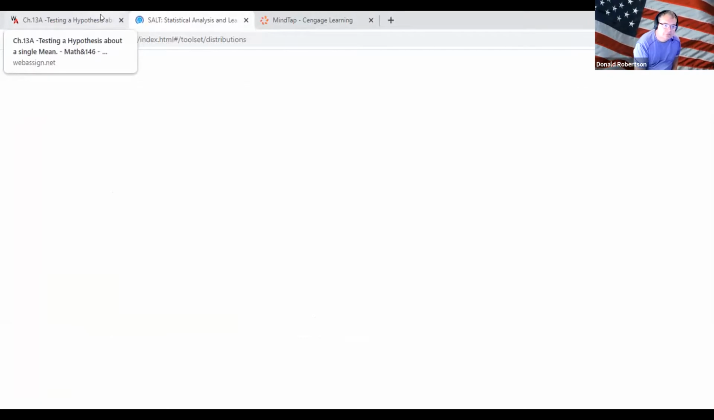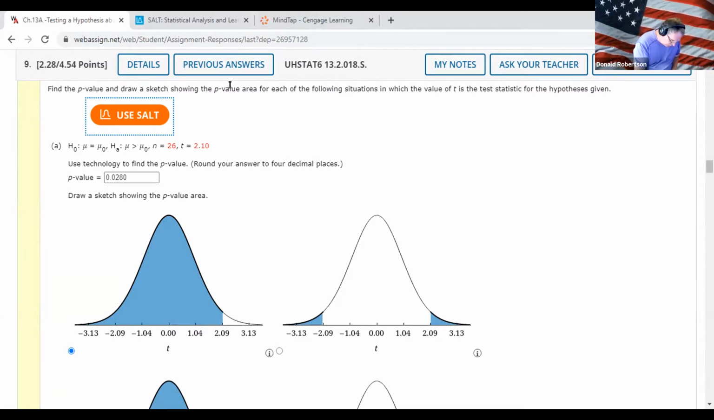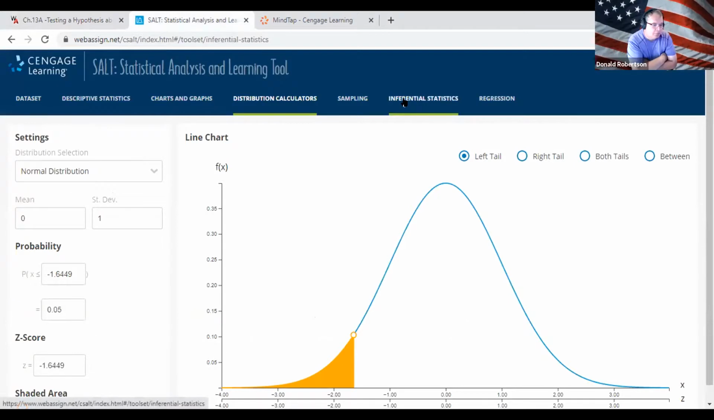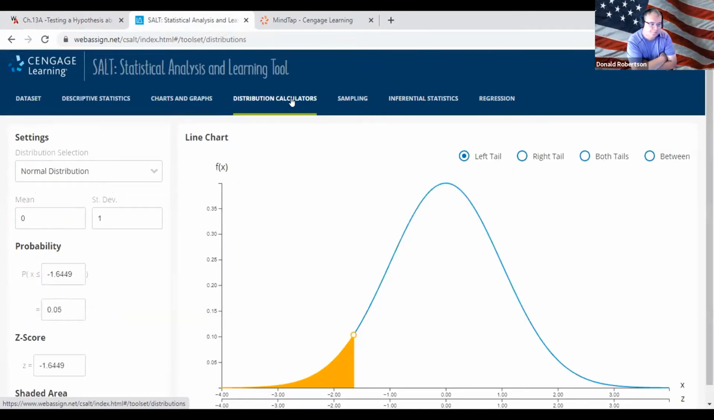N is 26 and the t is 2.10 and you're doing a greater than. So you're doing a greater than essentially 2.10. Okay, hit the solve button. Go to once, not inferential actually, although you would think that. Go to the distribution calculator. Go to t distribution.